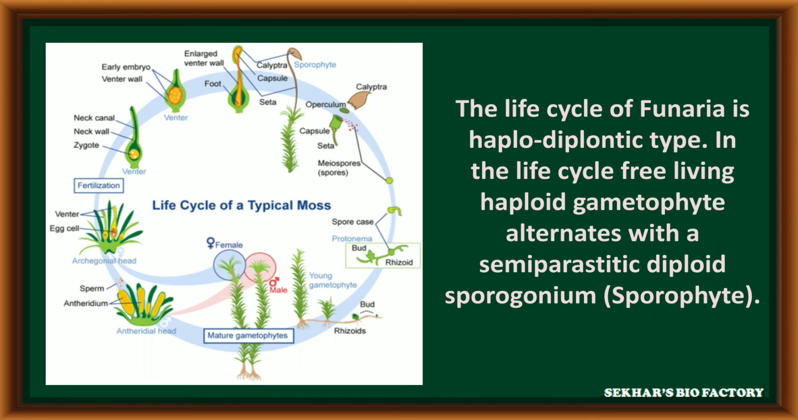In the life cycle of Funaria, a haplodiploid type of life cycle can be observed. In the life cycle, the free-living haploid gametophyte alternates with the semi-parasitic diploid sporogonium. This is called a haplodiploid life cycle. These are the general characters of Bryopsida or mosses.